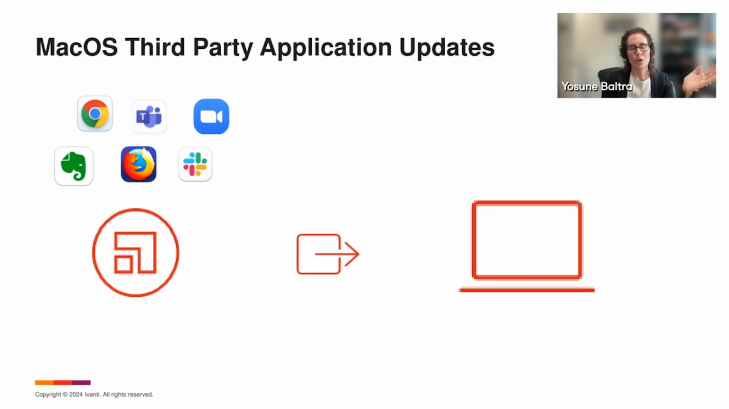So you don't need to go side by side, going through your Chrome, your Teams, to find which is the latest application that has been updated. You can choose, select, or just set it to automatic, and it will go directly to your devices.